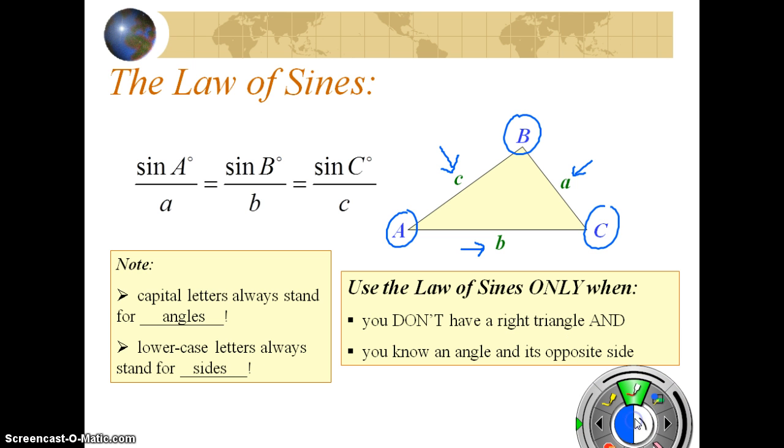Use the law of sines only when you do not have a right triangle and you know an angle and its opposite side. So notice that this triangle is not right. If you have a right triangle, you're going to want to use your trig functions.